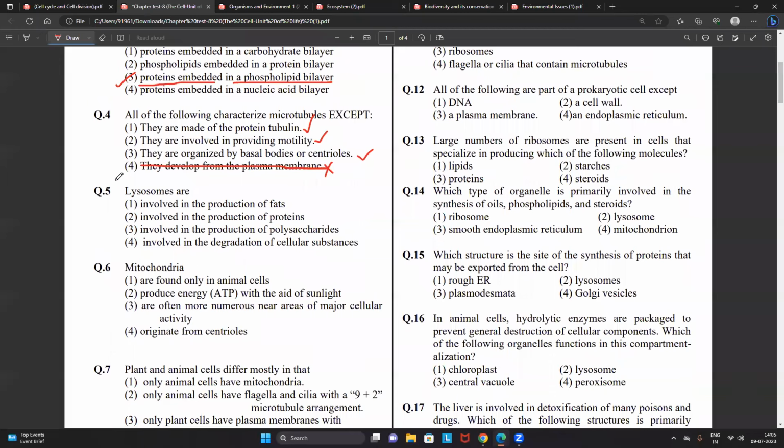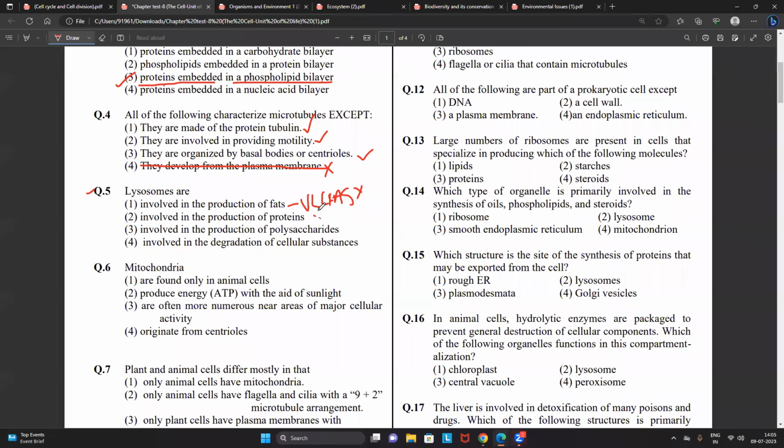Question number 5, think and answer. Question number 5. That's a good question. I want everyone to think and answer. Involved in the production of fats. But friends, this is also a very good question. If the question asks only about very long chain fatty acids, that would be the correct answer. If they did not give that, obviously that will be the wrong answer.